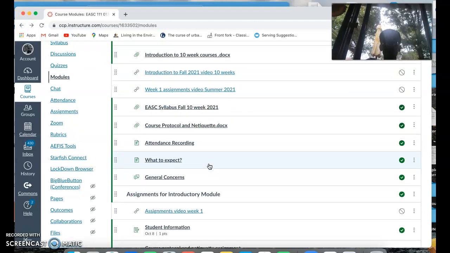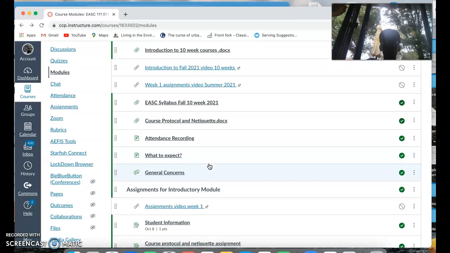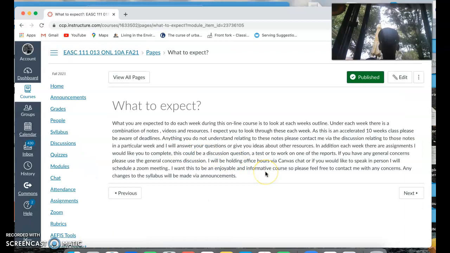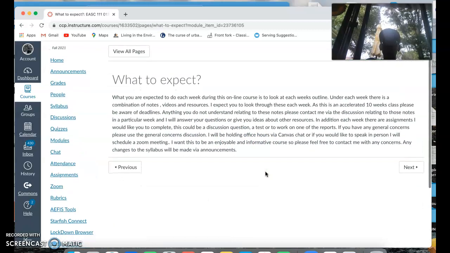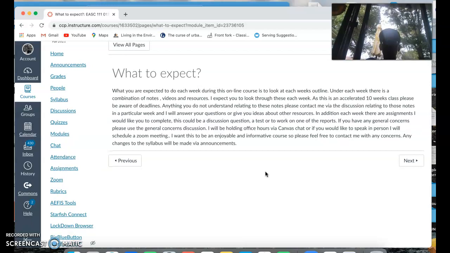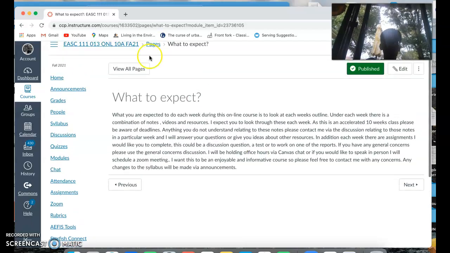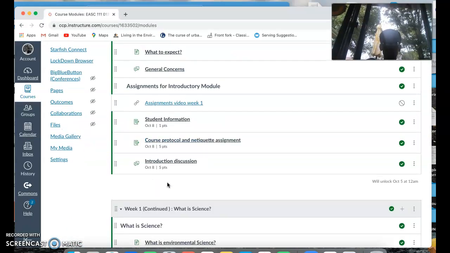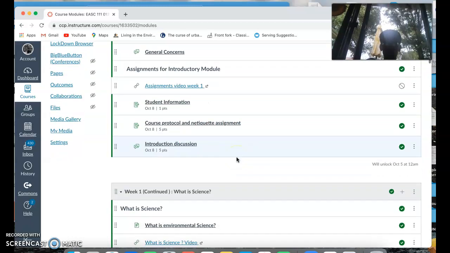There is also what you're going to expect in this class, what you're going to be doing each week. Okay, it's an accelerated class. So read this again at your leisure. And then also in the first week, what we have is various assignments. These are just introductory assignments.